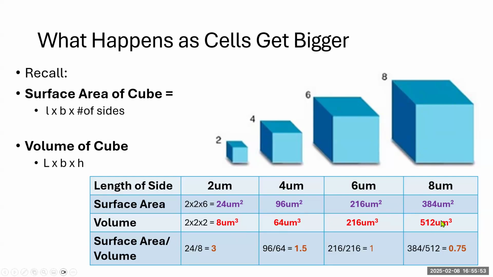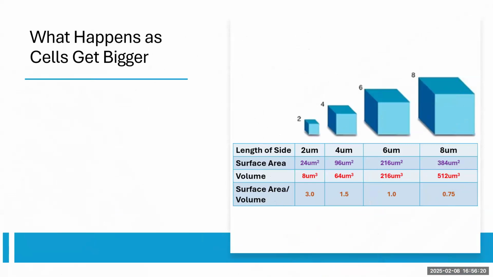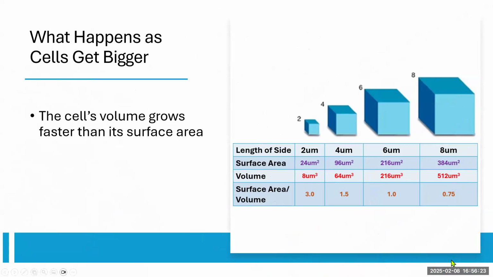But what we notice is that the surface area increases. However, the volume increases much faster than the surface area. As a result, what we see when we compare the surface area to volume ratio is a gradual decrease in surface area to volume ratio as cells get bigger. So as cells get bigger, what we saw is that the cell's volume, my mistake, grows faster than its surface area. And the surface area to volume ratio decreases.